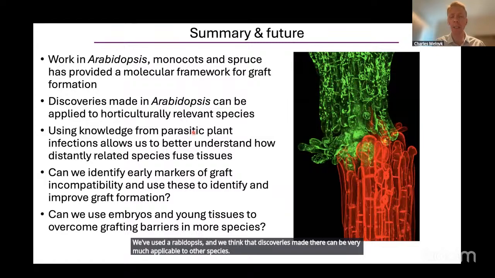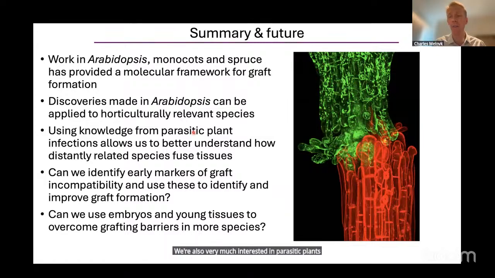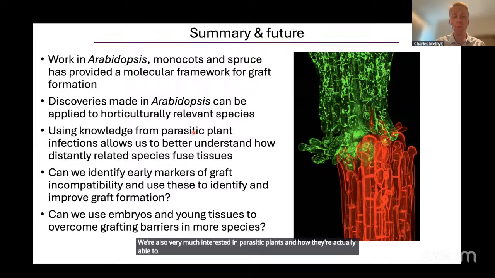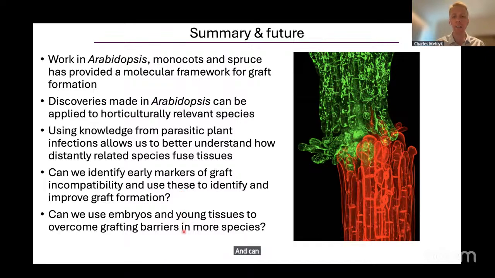We're also very much interested in parasitic plants and how they're able to both form these infective structures and to regulate them. Finally, our future goals are things like identifying markers of incompatibility. So how can we cause more plants to successfully graft? And can we investigate more using young tissues for successful grafting?